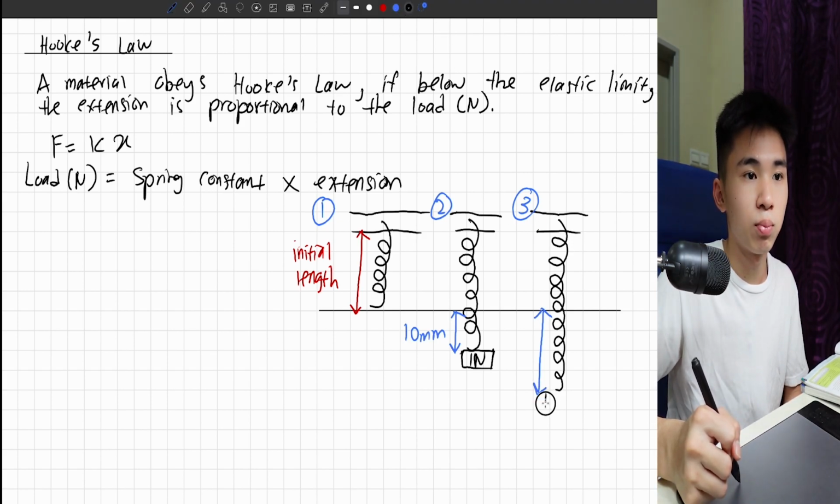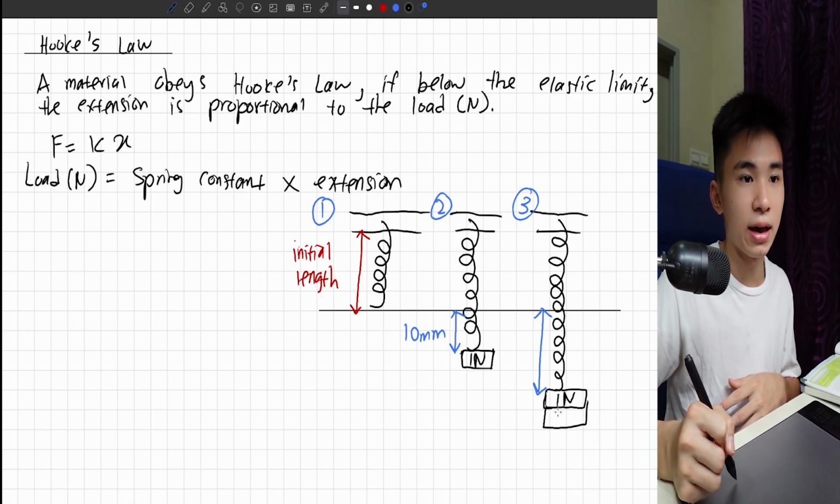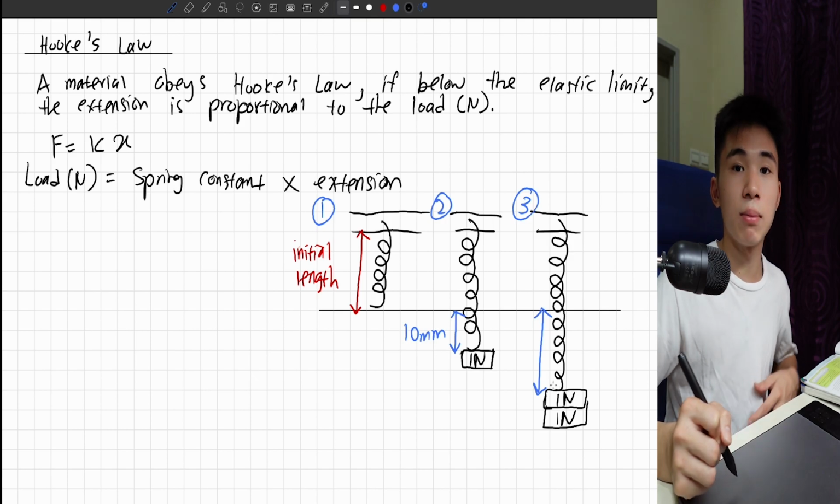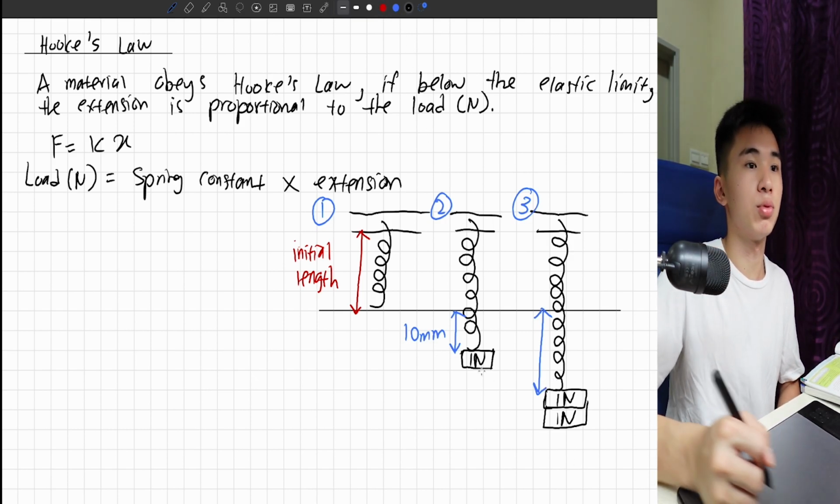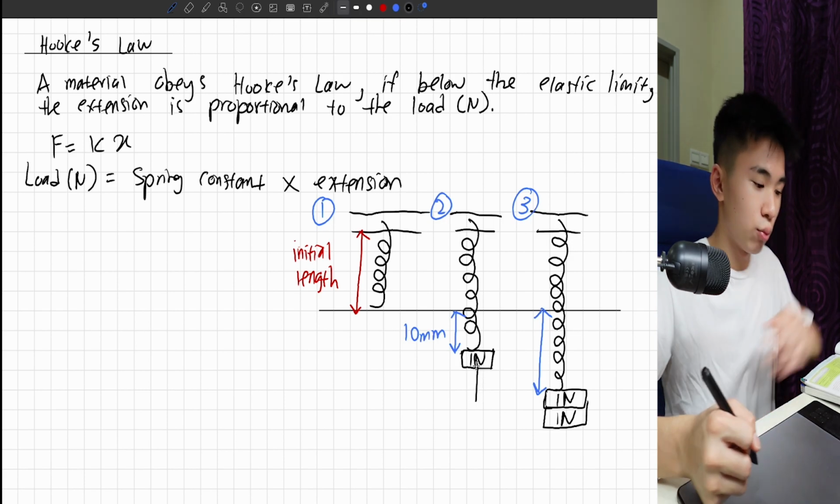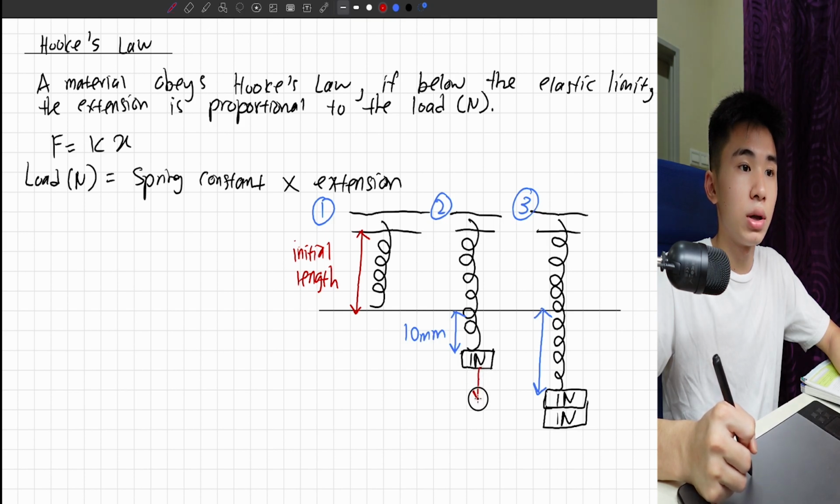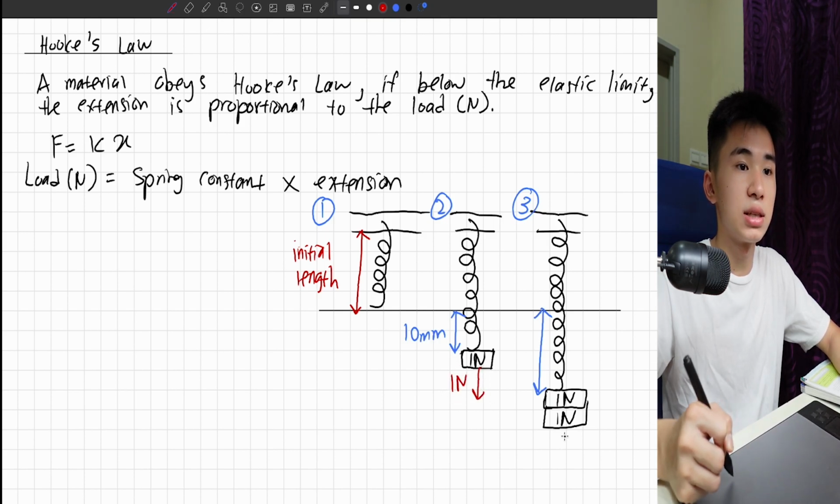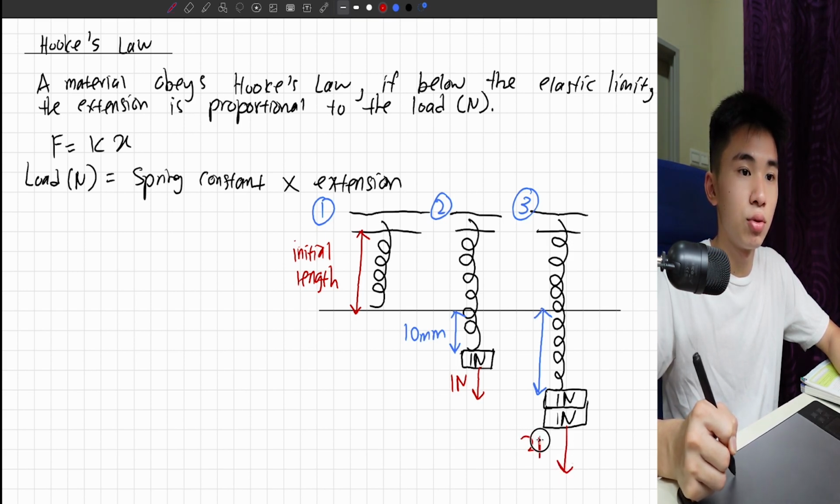And I'm going to put an object here again, the same object. Let's say it is a metal object, which again is 1 Newton, and more force, right? Let's say I add the same object. Same object means same weight means same force. So there is force pulling it downwards, which means we have 1 Newton of force pulling the spring. Right here, the total force is 2 Newtons.